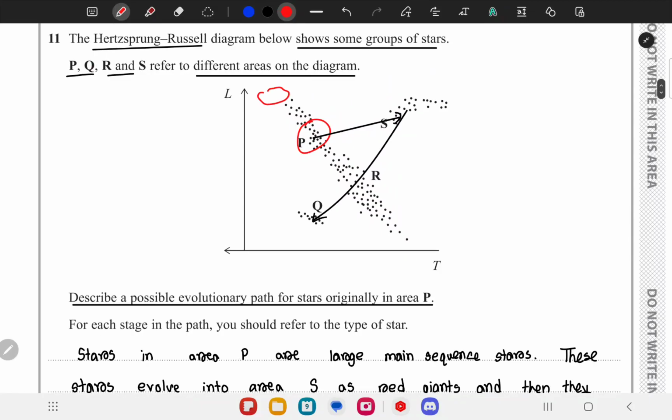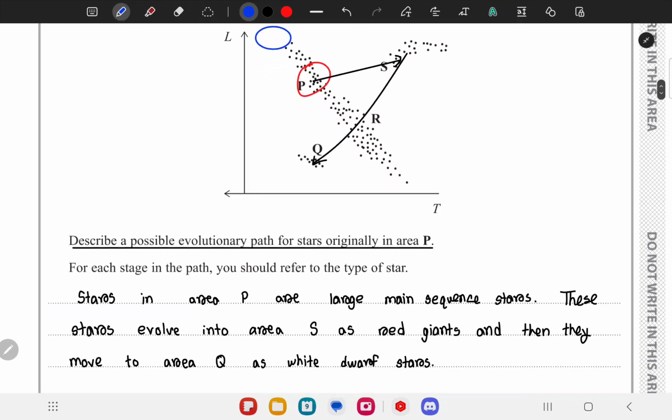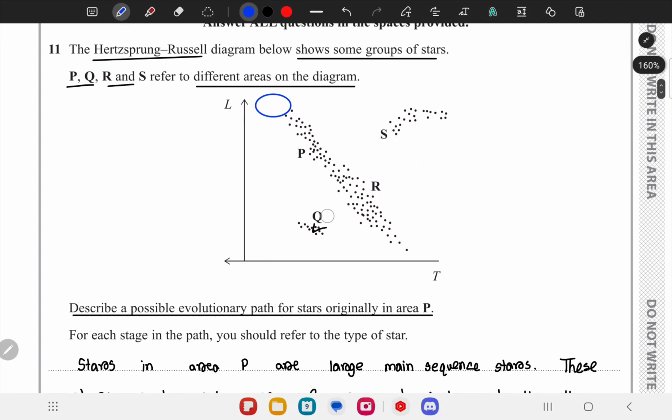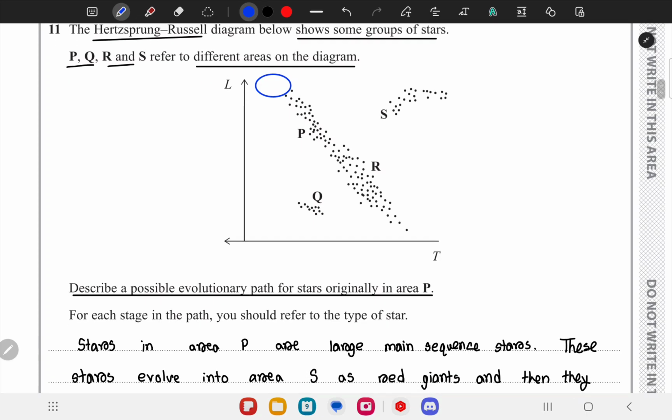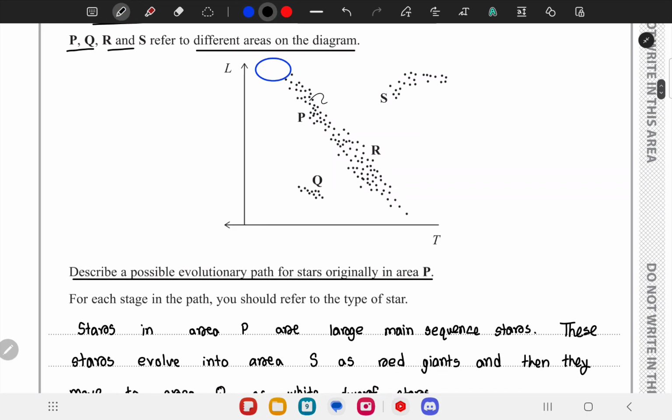Now you need to catch the hint that this is not a blue giant at first, because we are given this diagram where there is only one section for red giants. We don't have another section over here for red supergiants. So if we don't have some different place to take it, a region T for example, where the red supergiants are, we have to take this hint that this is going to form a red giant.